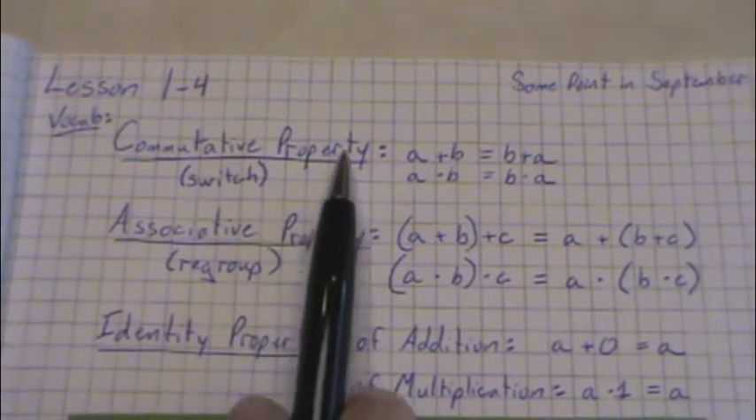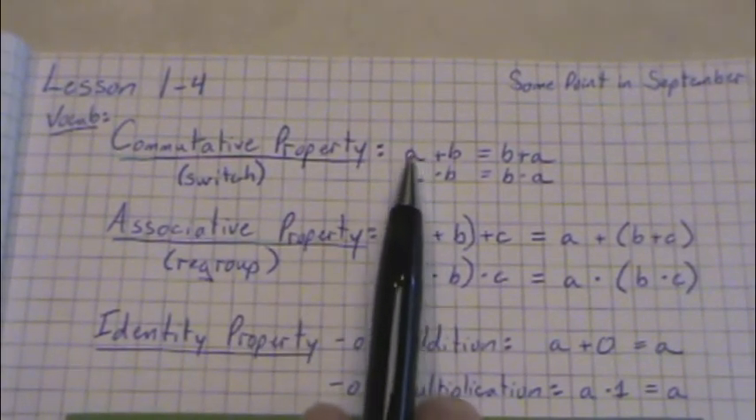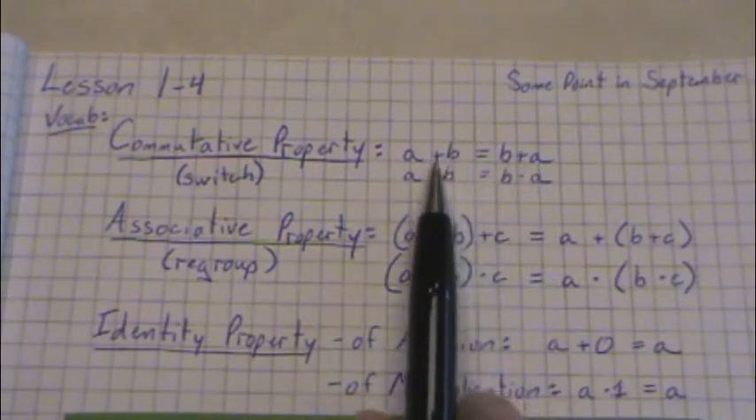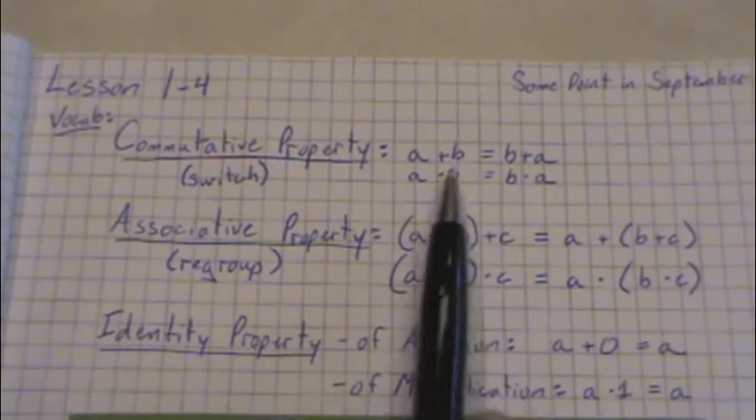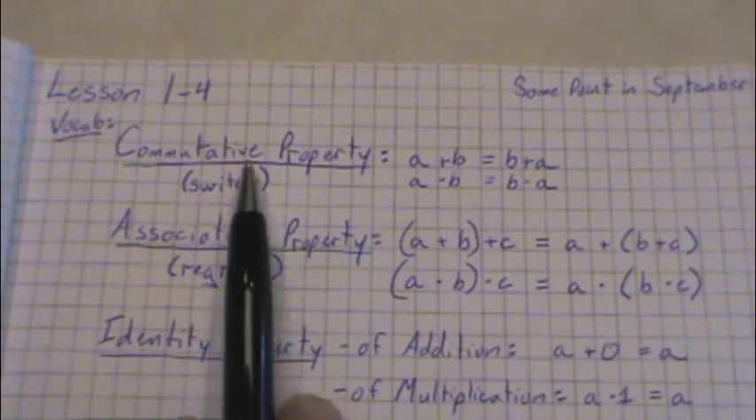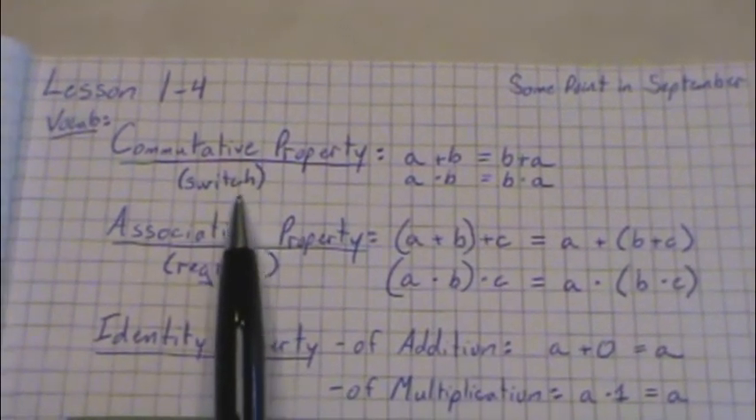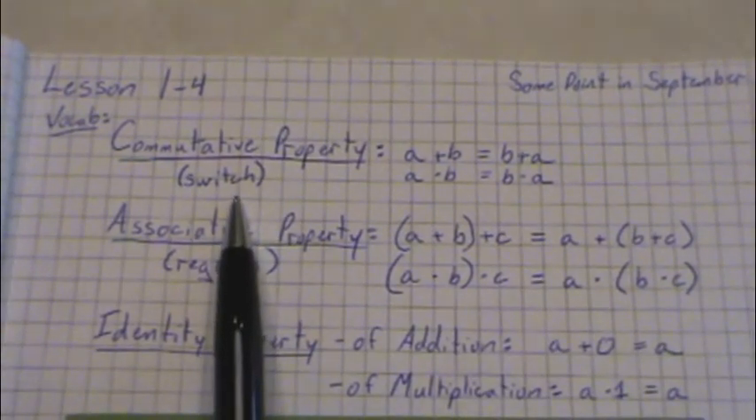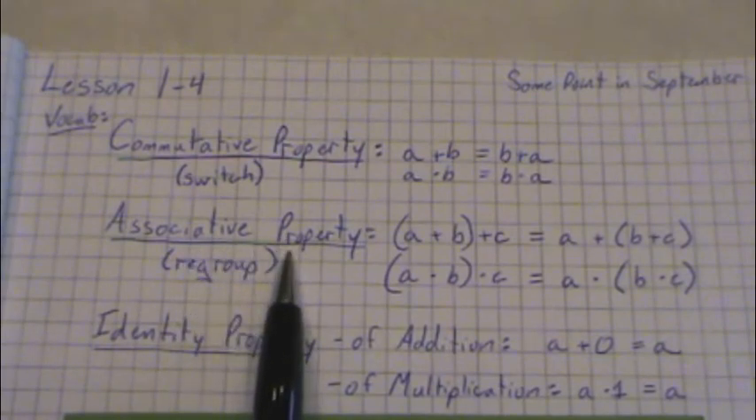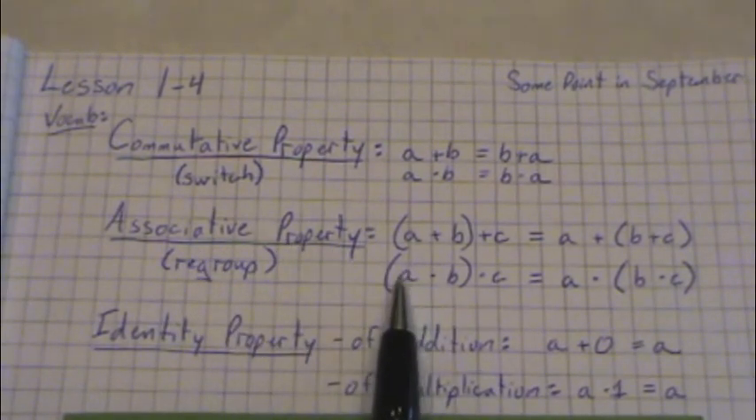The commutative property means that you can switch your terms and still get the same answer. A plus B is the same thing as B plus A. That works also for multiplication. A times B is equal to B times A. I'm going to give this property the shorthand of being the property that shows you can switch things. All right? The next property is the associative property, and it just means you can regroup.